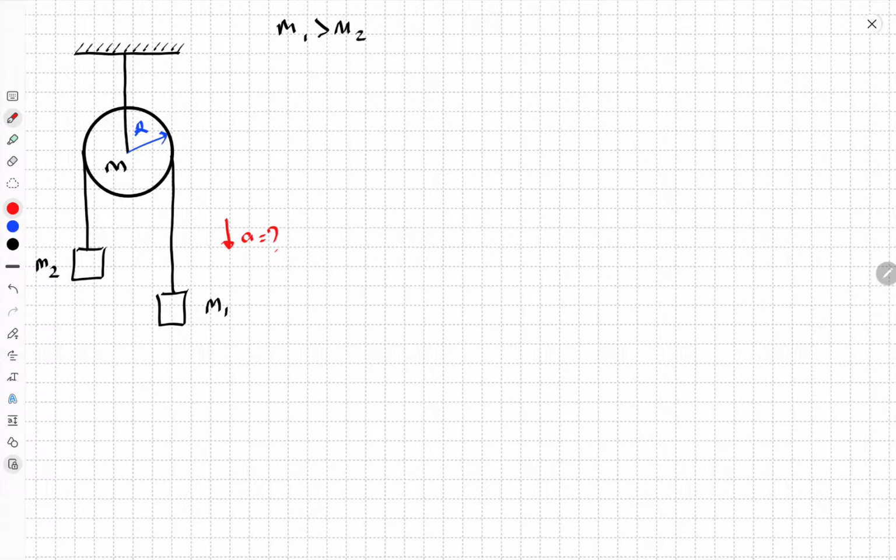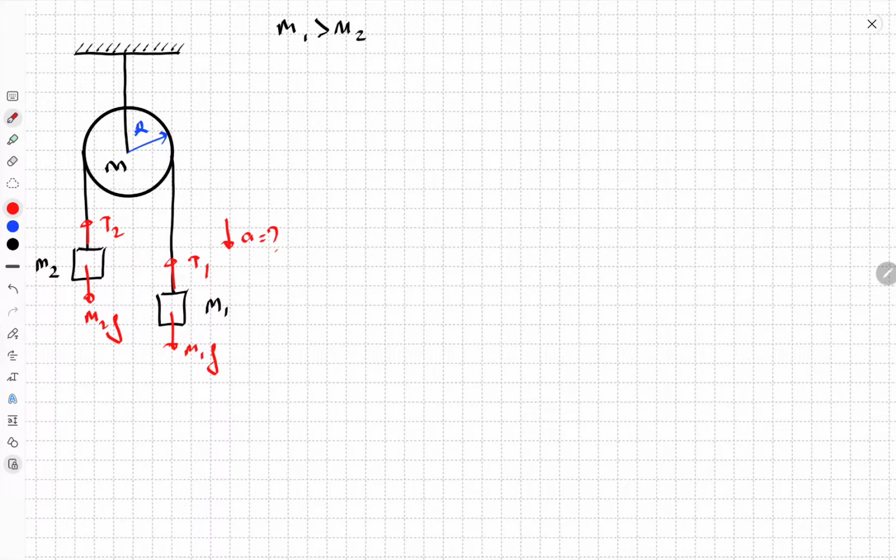So first of all, since this is a dynamics problem, we need to draw a free body diagram for each object. First step is very simple. M1G downward, upward we have T1, here we have M2G, upward we have T2. In this case, the tensions at both sides are not equal to each other because of the mass of the pulley.